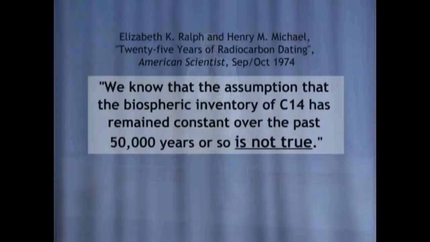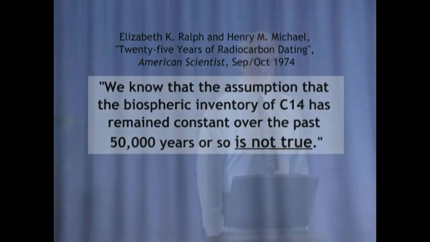That means there would have been greater C12 levels in the atmosphere thousands of years ago before the flood, which would have skewed the ratio. Instead of being 1 trillion to 1, it might have been up to 32 trillion to 1 or higher. So the assumption in equilibrium: we know that the assumption that the biospheric inventory of C14 has remained constant over the past 50,000 years or so is not true. See, even people who accept evolution know full well that this ratio has been changing.